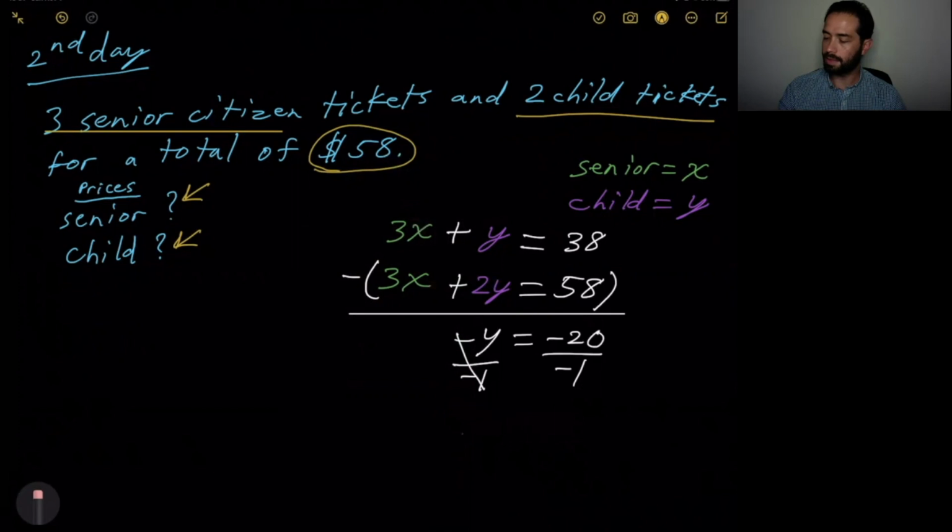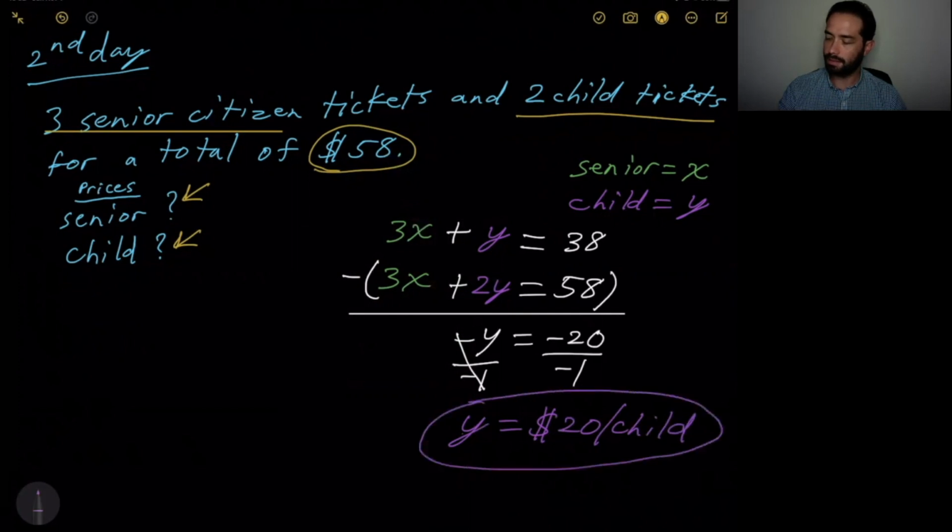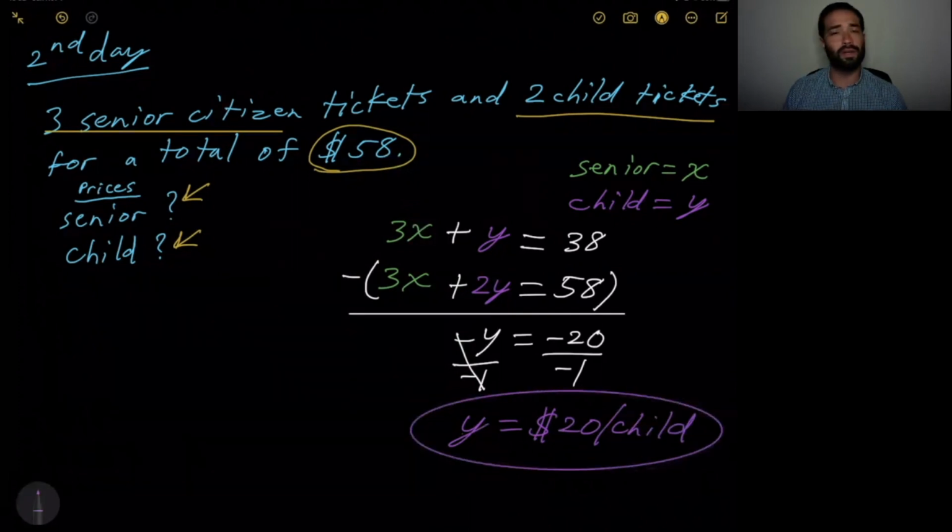So you can see it. So y equals $20, because that is our child ticket per child. Okay. Now, since I know what y is, I can plug it in. So let's plug it in.